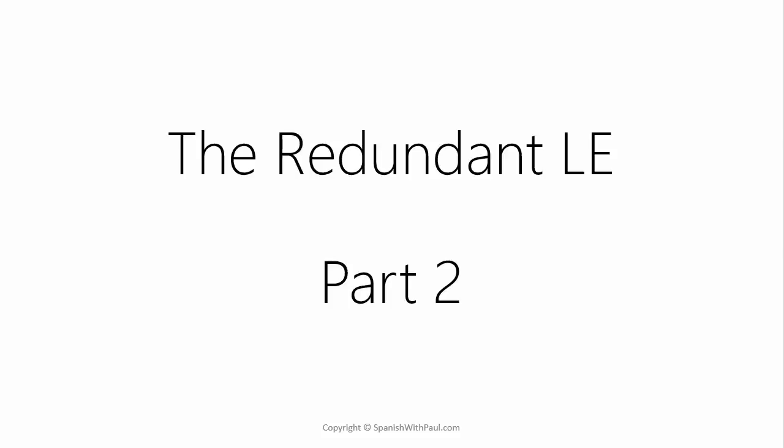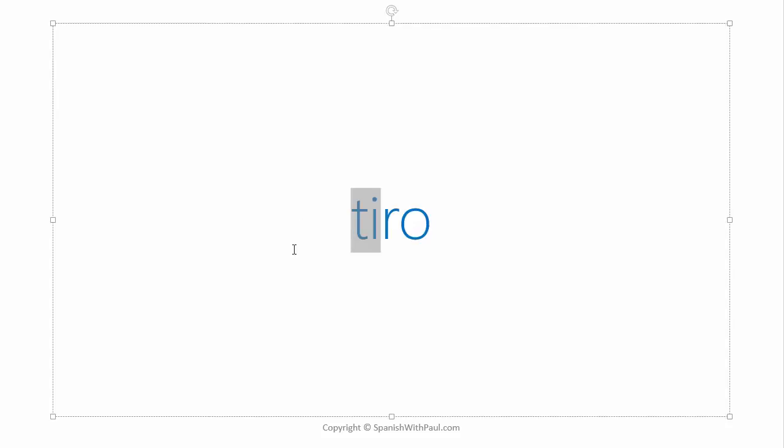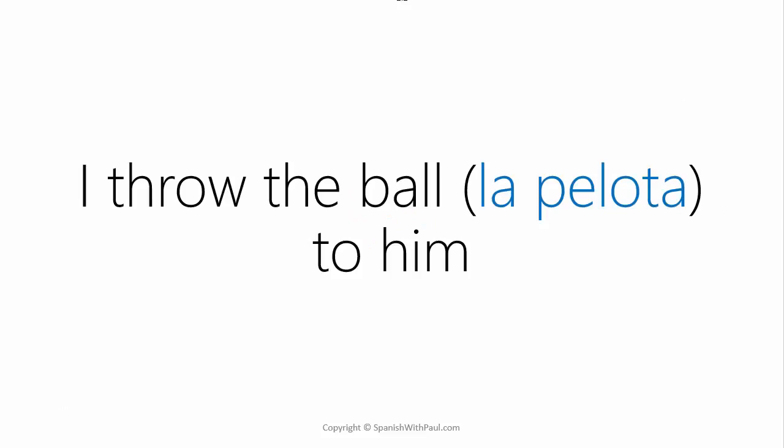Welcome to part 2. What I'd like to do now is some practice and to get you thinking it out for yourself. Let's take an example verb of to throw, and that would be tirar. Now, to express I throw, it's very easy. It would be tiro. So we have ti and ro. Tiro is I throw.